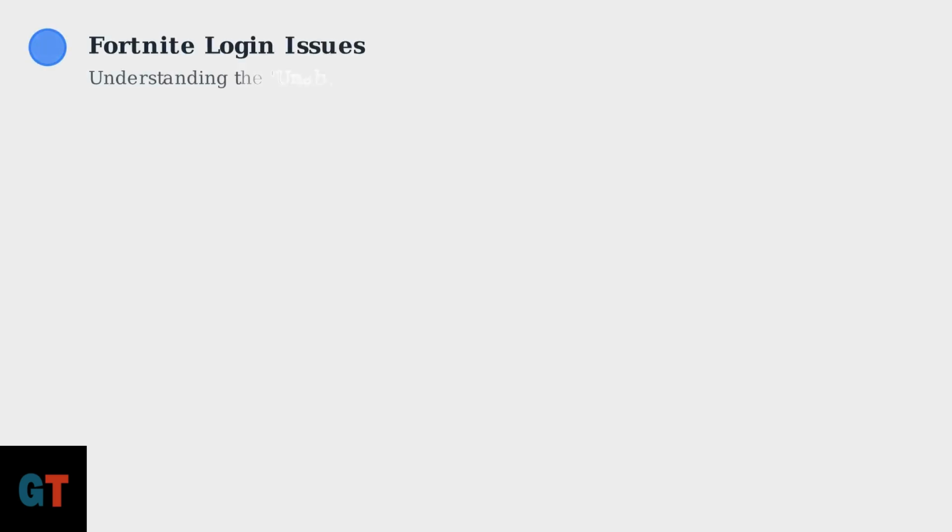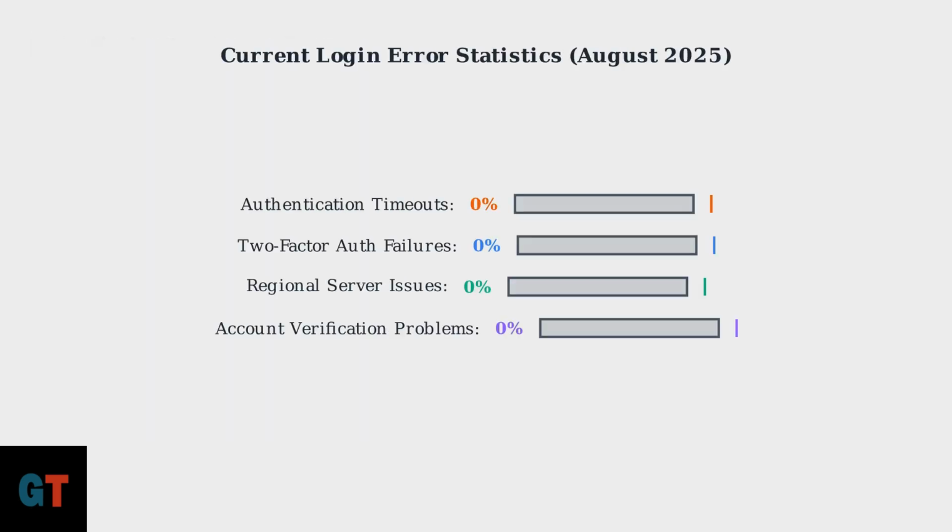Experiencing the unable to log in to your Epic Games account error in Fortnite can be incredibly frustrating for millions of players worldwide. Understanding the root causes and solutions is essential for getting back into the game quickly. As of August 2025, Epic Games has identified four primary causes of login failures.